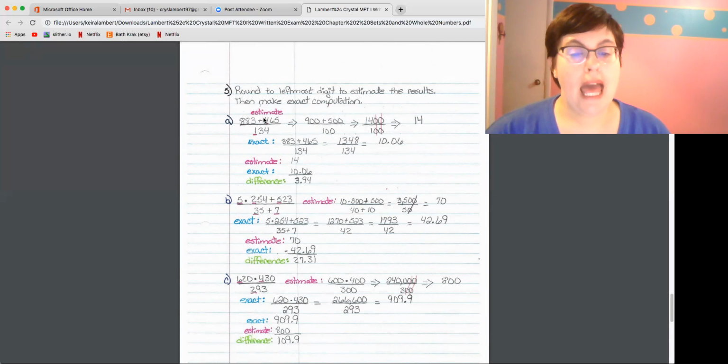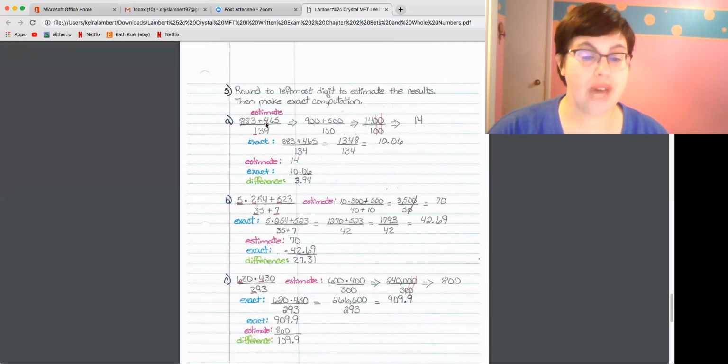Then we're going to add, and behind it is 465. The leftmost digit in that number is 4. So we look behind it, and it says 6. So 6 is greater than 5, so we're going to round up. So that makes 465 round up to 500.